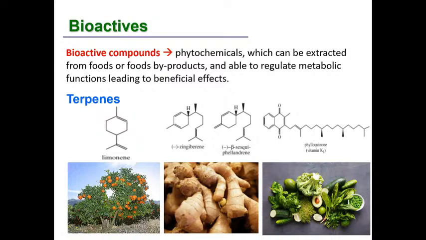Another example are the terpenes. Here, the first one, limonene, is a kind of monoterpene. It's a major component of orange essential oil. Here are two examples of sesquiterpenes from ginger. Here, the example of diterpene is the phytoquinone vitamin K1, present in many green vegetables.